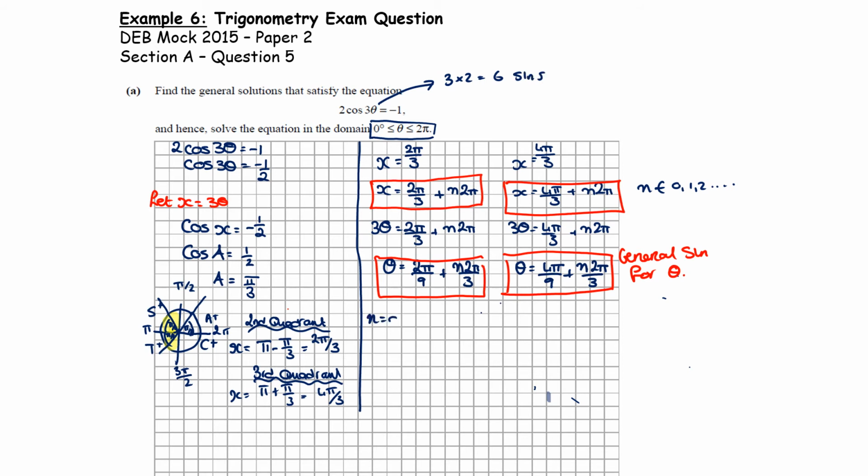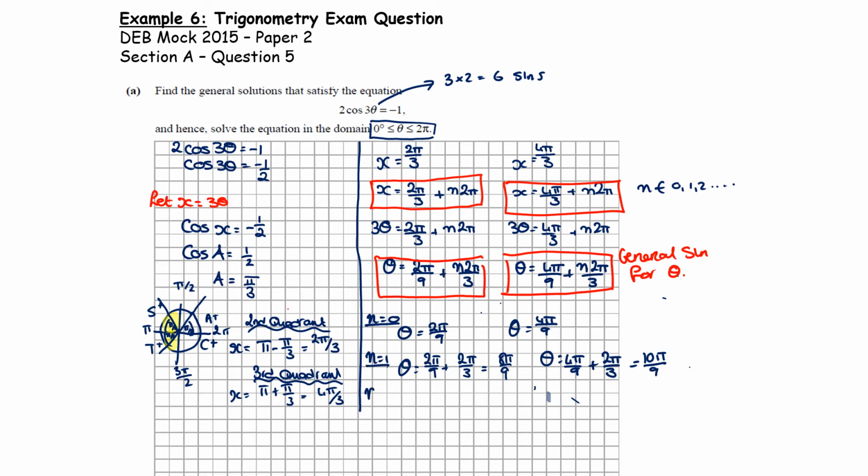Let's first of all look when n is equal to 0. So theta is equal to 2 pi over 9, and theta is equal to 4 pi over 9. When n is equal to 1, theta is equal to 2 pi over 9 plus 2 pi over 3, which would give us 8 pi over 9. And here we would have 4 pi over 9 plus 2 pi over 3, which gives me 10 pi over 9.